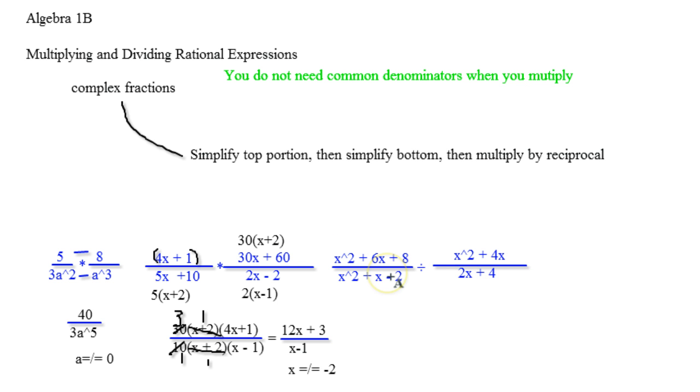Now when you're dividing, what you can do is you can either factor and then multiply by the reciprocal, or you can just go ahead and multiply by the reciprocal and then factor. It's up to you how you want to do it. I like to get everything nice and arranged before I start cross multiplying. So on this one I'm going to factor.